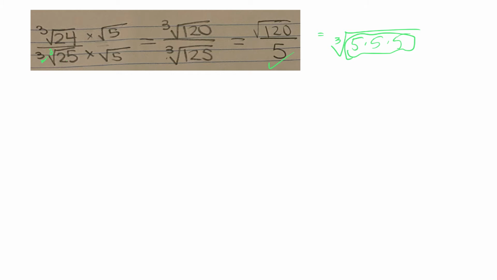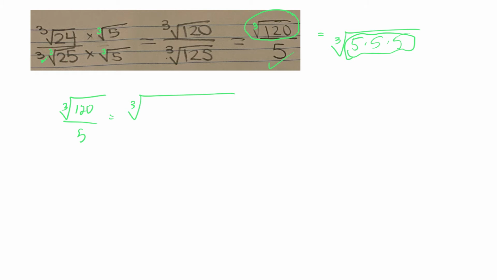Perfect. Now, when you're multiplying, you've got to make sure you can't multiply radicals that don't have the same index. So both of these must be cube roots. So then on the top, to simplify that, I've got the cube root of 120 over 5. So to simplify this, I need to take the cube root of 120. I'll just put it over 5 still.